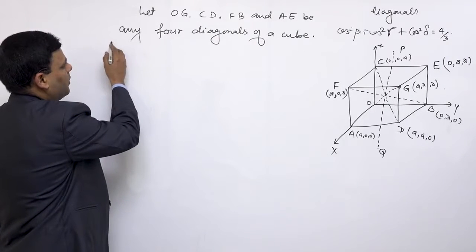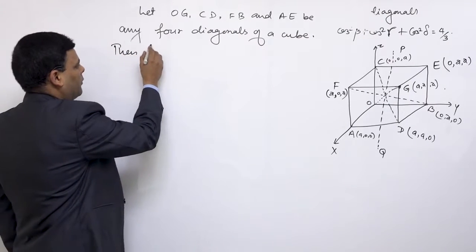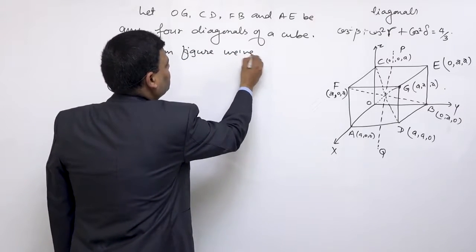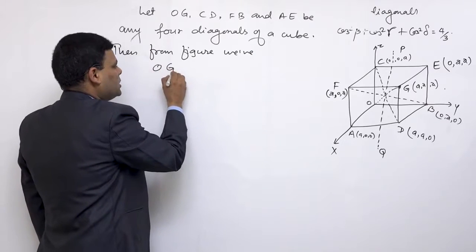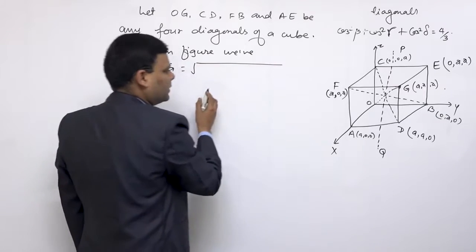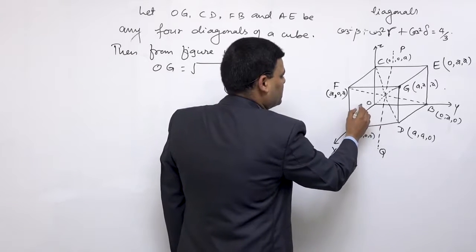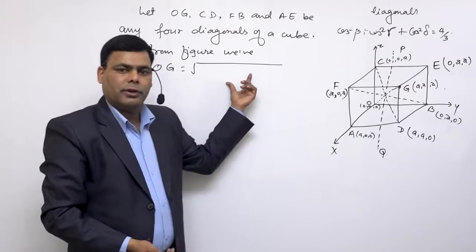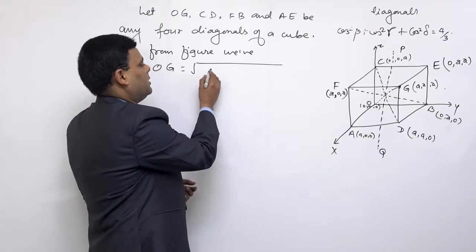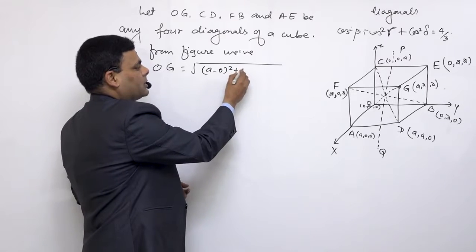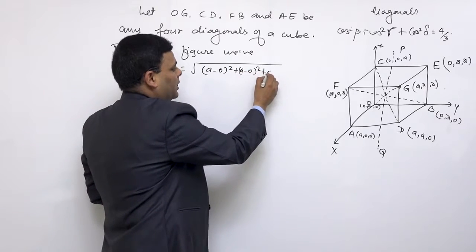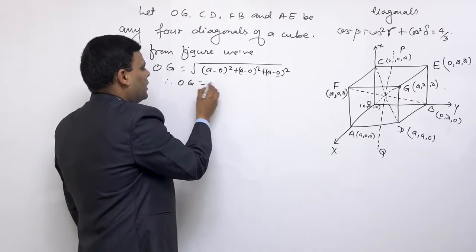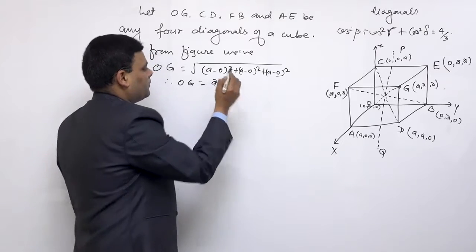Then from the figure we have OG equals root over, here O being the origin, so its coordinate is (0, 0, 0). Now by the distance formula we have OG equals root over (a minus 0) square plus (a minus 0) square plus (a minus 0) square. Therefore OG equals a root 3.